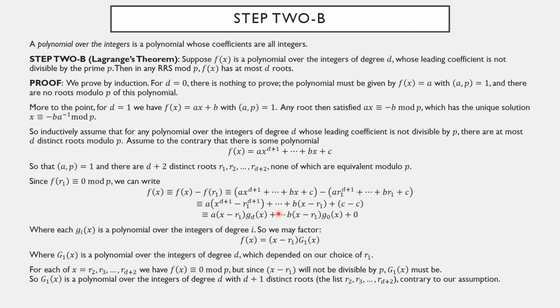So since for each choice of r2, r3, and so forth, f of that is equivalent to 0, and r2 minus r1 is not equivalent to 0, therefore g1 of r2 must be equivalent to 0.